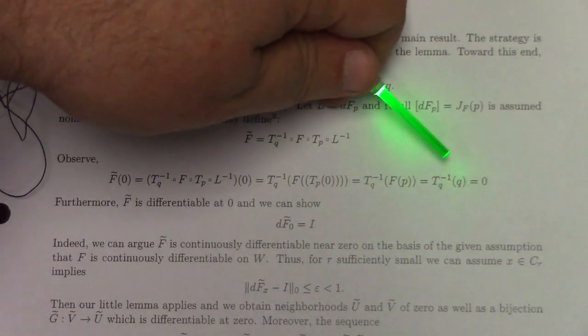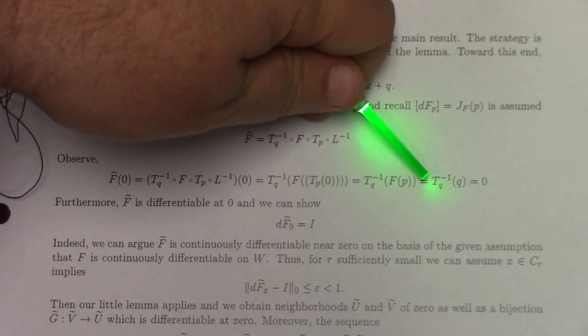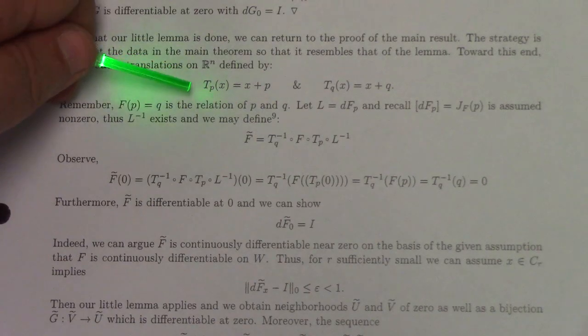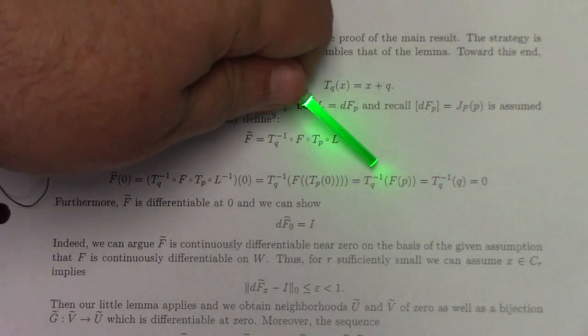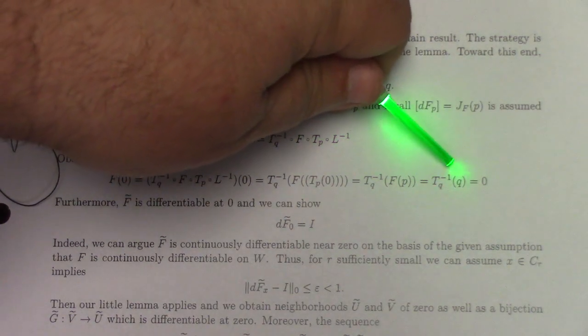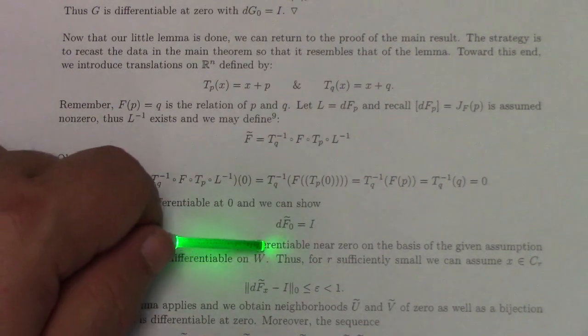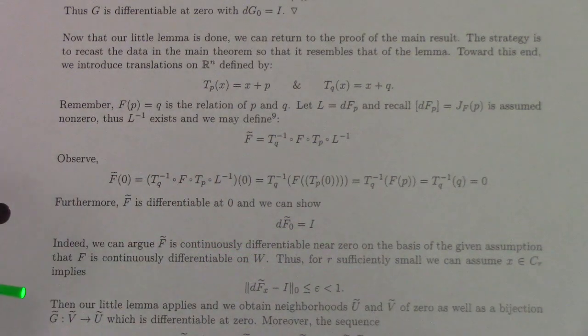TQ inverse of Q. The inverse of these maps is just subtraction rather than addition. So TQ inverse of Q is just equal to 0. So in short, F tilde of 0 is 0, which means our little lemma applies, because we can also show that dF tilde of 0 is the identity.